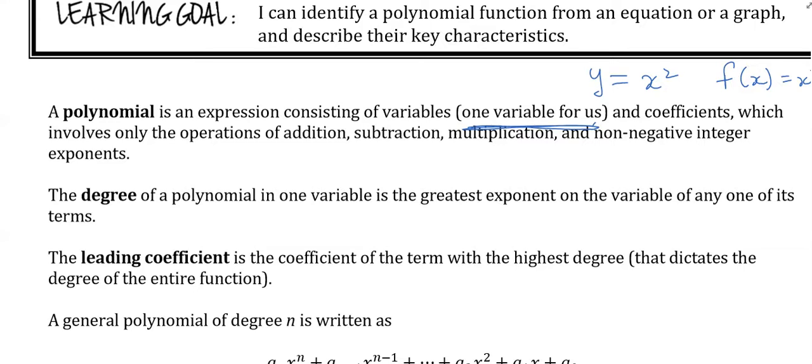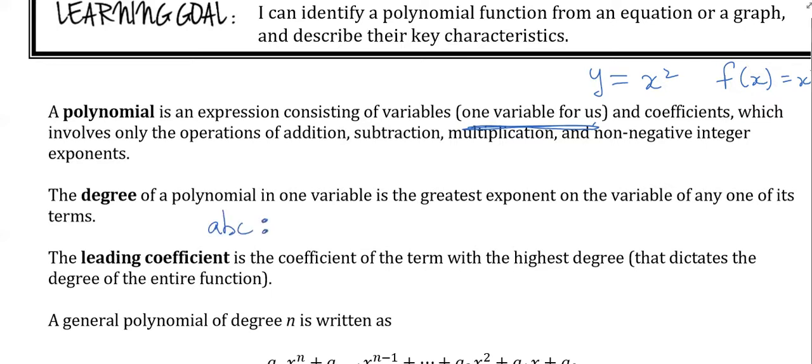Second definition, the degree of a polynomial in 1 variable, which is good. Again, that it's a little bit easier because it's only in 1 variable, is the greatest exponent on the variable of any one of the terms of the polynomial. So in grade 9, you do this. You get questions like this, A, B, C. Does anybody know what the degree of that is?